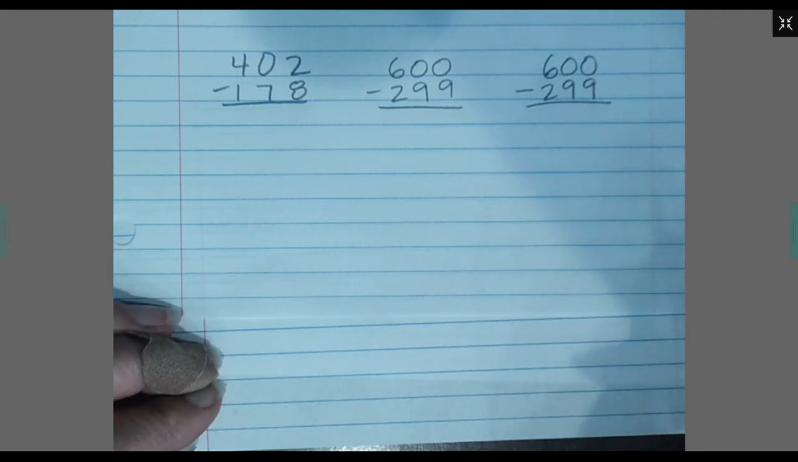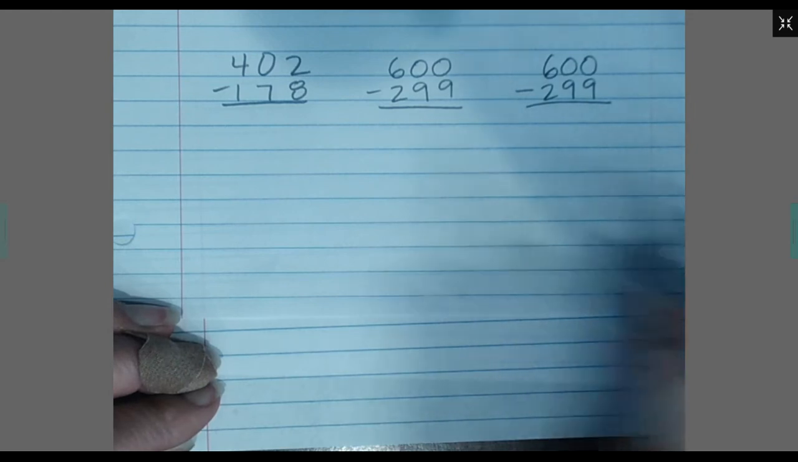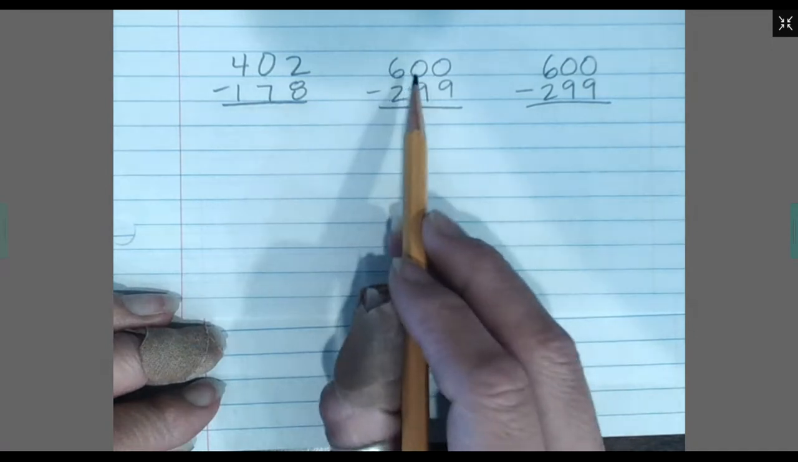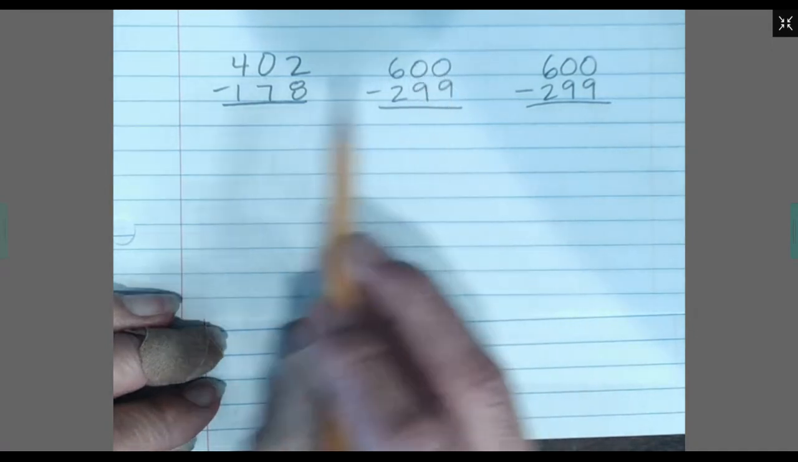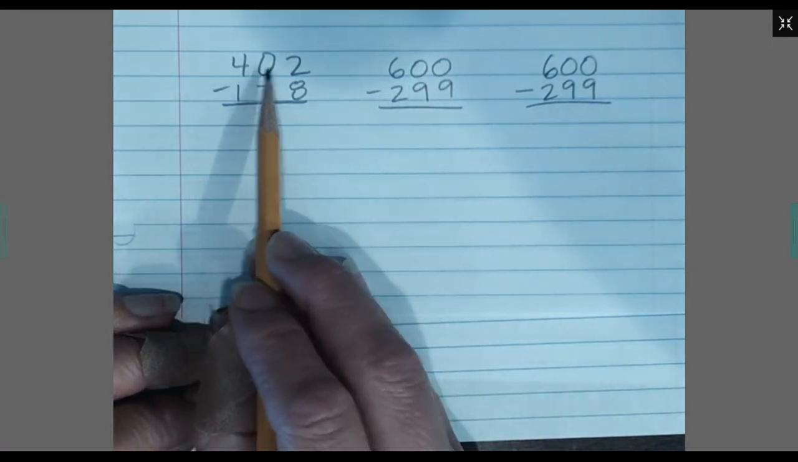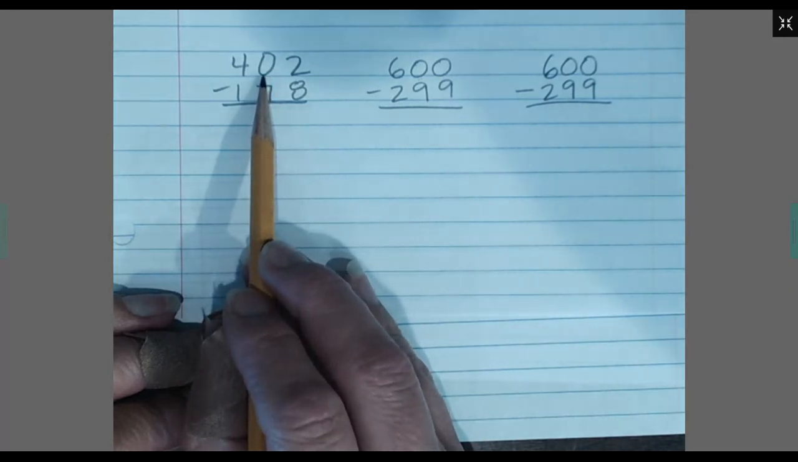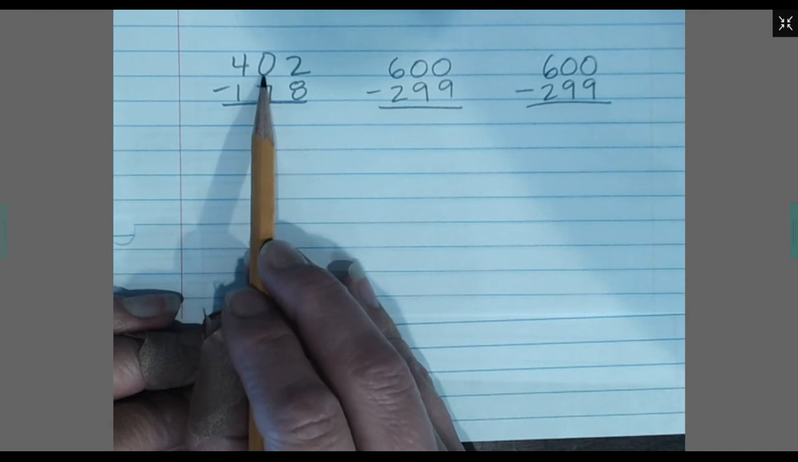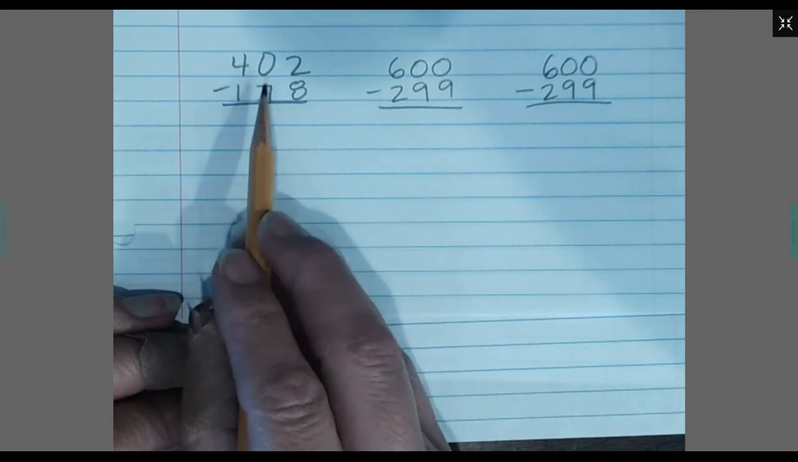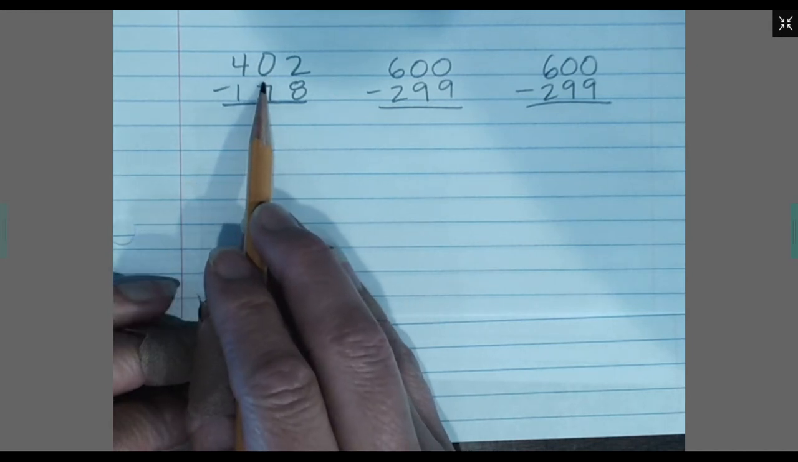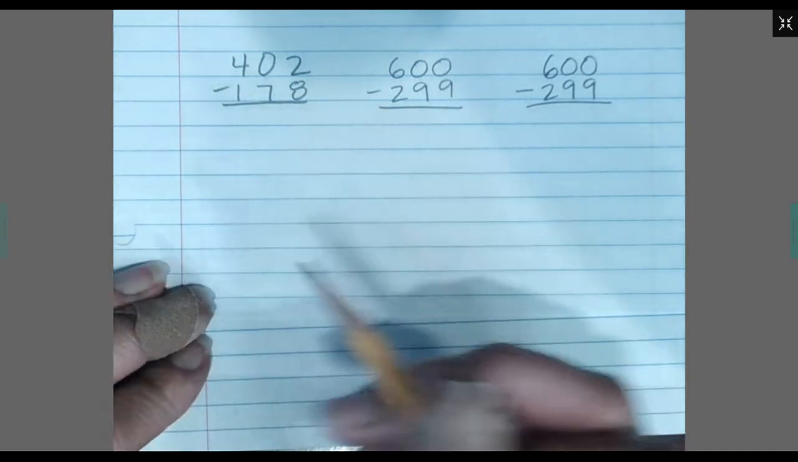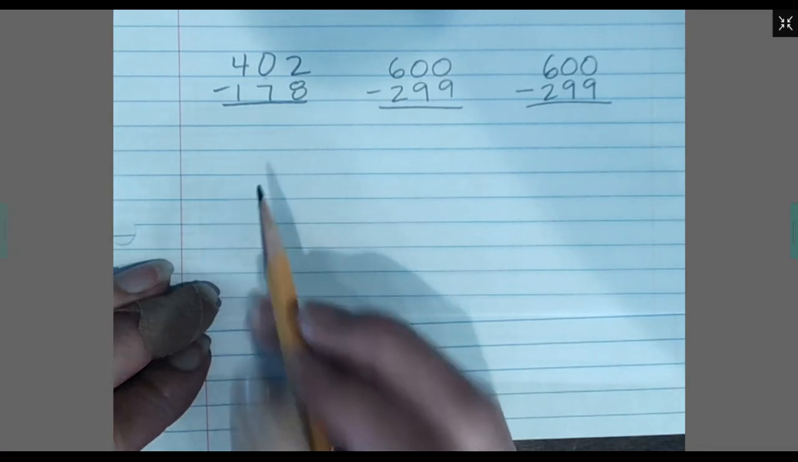Okay, so we are going to be subtracting across our zeros. What that means is that some of our place values do not have any value. So in our first problem, 402, our tens place doesn't have a value. There's nothing in that tens place. So that might cause us some problems in the fact that we might have to do some regrouping. So 402 minus 178. We're doing the standard algorithm for these.